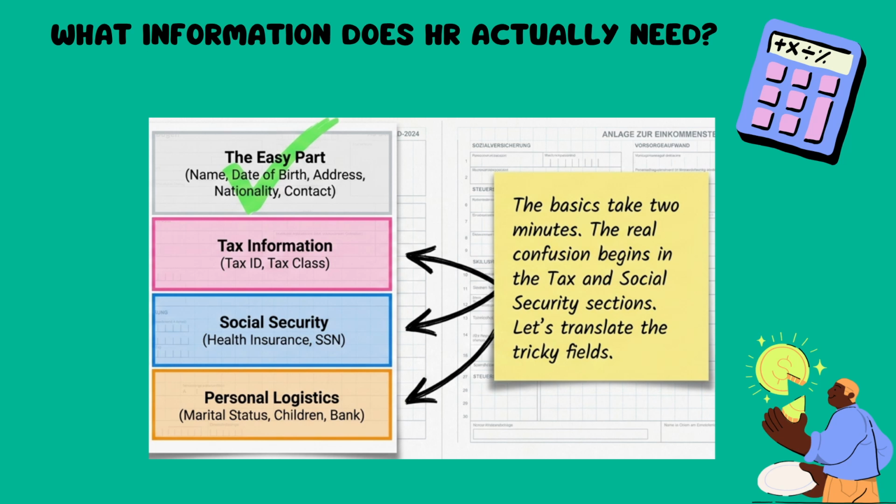Before we go through each field, here's something many employees don't know. Payroll can retrieve some information electronically. For example, once you provide your tax ID, payroll can usually retrieve your tax class and church tax information directly from the German tax authorities. If you've worked in Germany before, payroll may also be able to retrieve your existing social security number. However, payroll cannot retrieve your bank account, and payroll cannot choose a health insurance provider for you.